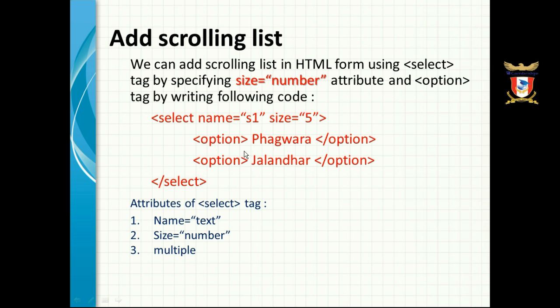Then in the same way, options will be added to the select scrolling list. The attributes of the select tag are name, size, and multiple. Name is the identity, size is the number of visible items at a time, and multiple: by default from a scrolling list you can choose only one item at a time, but if you want the scrolling list to select multiple items at a time, then you have to specify multiple without specifying any value to it. Only multiple you have to write.